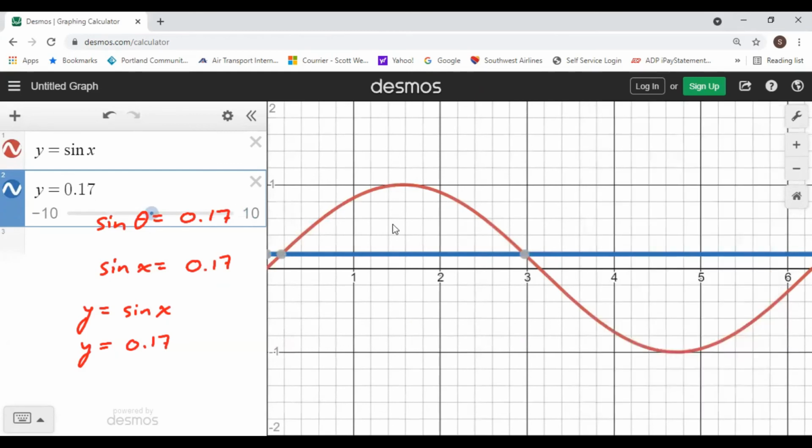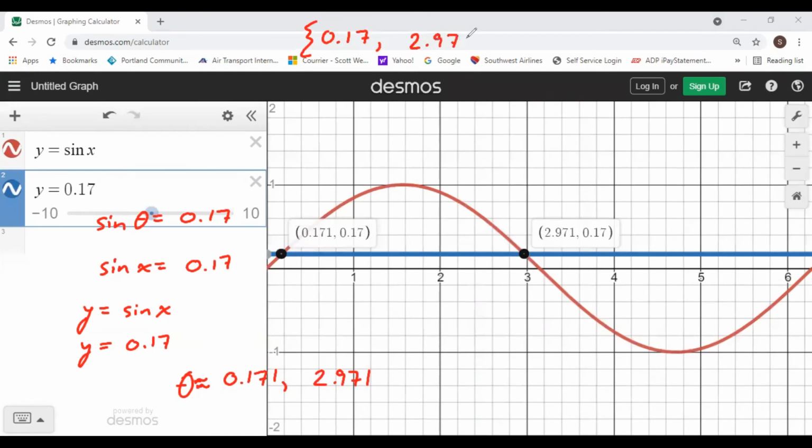And then once that's out of the way, you can find the points of intersection by just clicking near them, and we can tell then that the x, or in this case actually theta, is equal to 0.171 or 2.971. And if we wanted to round them to the specified precision, then we would just round them to make an approximate solution set of 0.17 and 2.97. So that's how we would present the answer to that sort of a question.